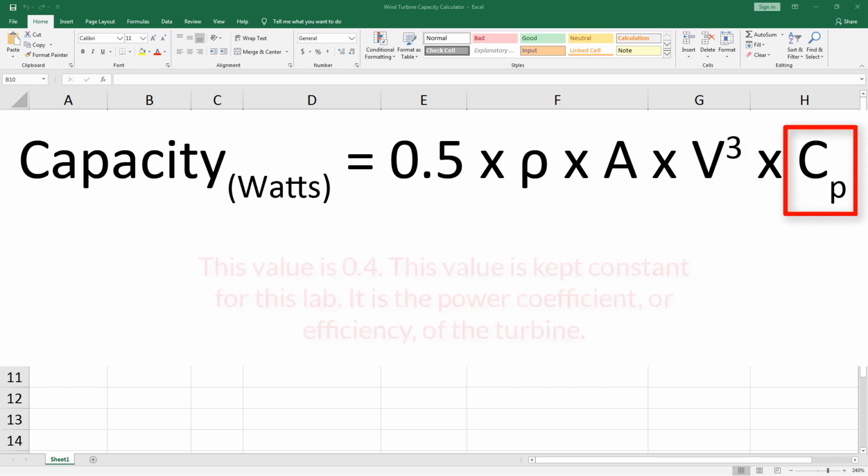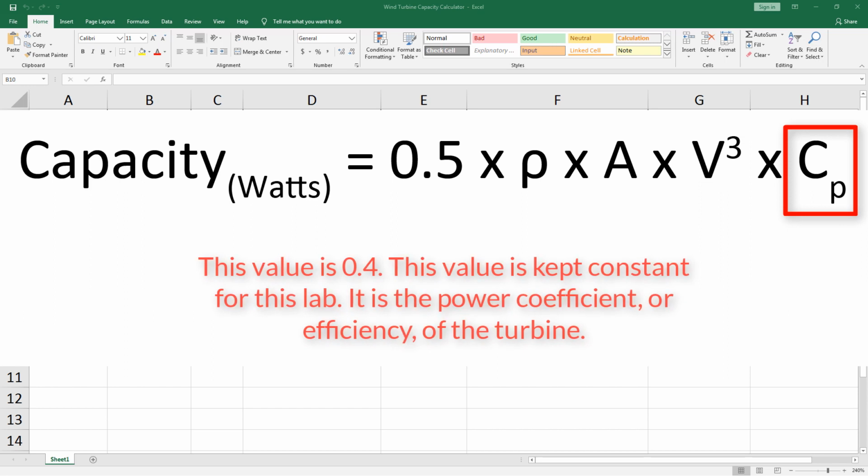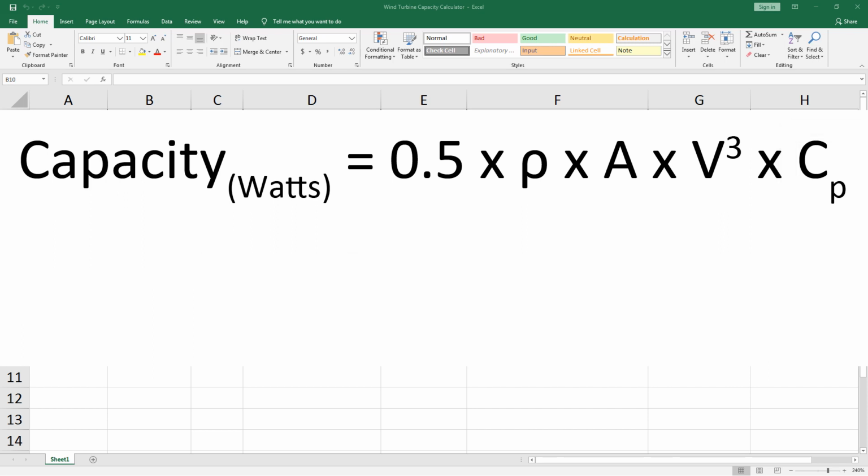C subscript P is 0.4. This value is kept constant for this lab. It is the power coefficient, or efficiency, of the turbine. Wind turbines have a maximum power coefficient, known as the Betz limit, of 59.3%.